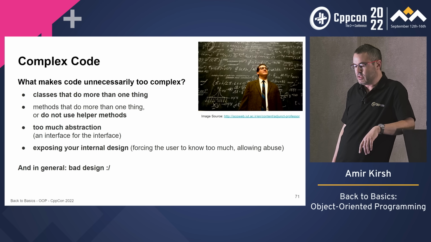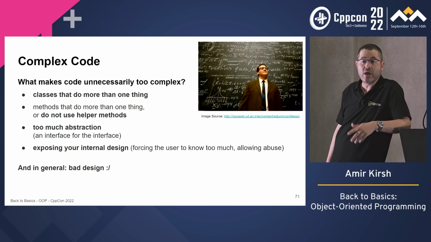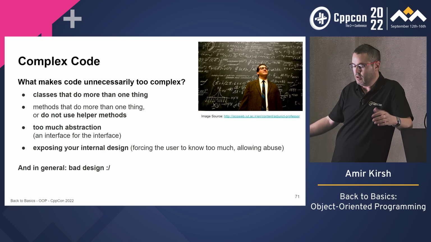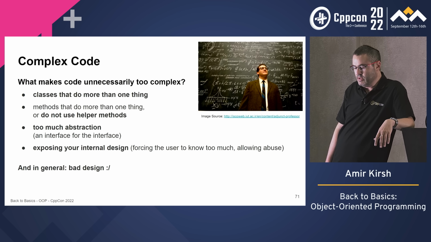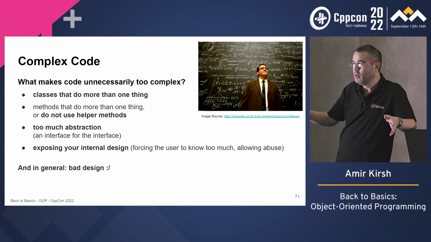Complex code. What makes code unnecessarily too complex? Classes that do more than one thing, methods that do more than one thing. Too many abstractions. You know that in computer science, every problem can be solved by adding another layer of abstraction, except for too many layers of abstractions. So when you come to too many layers of abstractions, okay, the code is too complex. And exposing your internal design, which includes your hierarchy. If the user doesn't have to know about your hierarchy, your different strategies, it is internal.